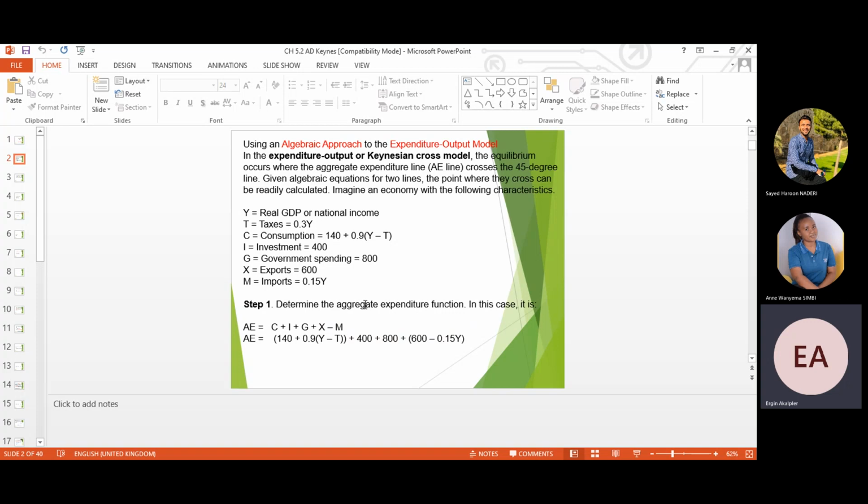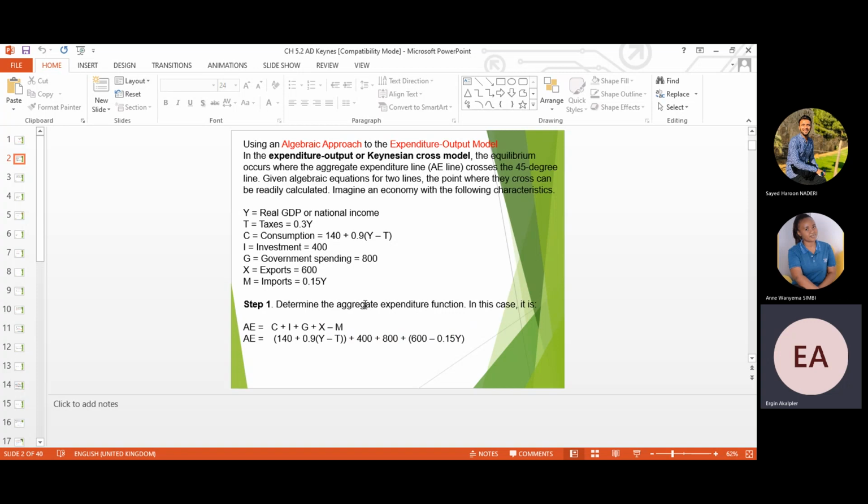Imagine an economy with the following characteristics. Y is the output, the real GDP. T is the taxes. C is the consumption. The equation is given: 140 plus 0.9, where 0.9 is the marginal propensity to consume, and Y minus T is the so-called disposable income after tax. I is the investment, which is 400, and G is the governmental spending, 800, X is the export, 600, and M is the imports, which is 0.15 of the disposable income.